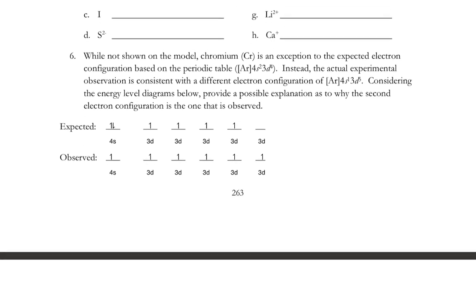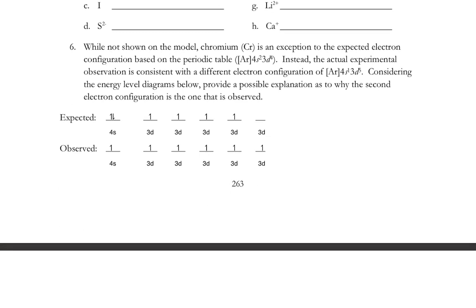Number 6, so we are told that chromium's expected electron configuration is argon, the noble gas coming before it, and then 4s2, 3d4. But it turns out in practice, from experiment, we see that the actual electron configuration is argon 4s1, 3d5. So one of those 4s electrons goes into the 3d atomic orbitals so that we have 5 unpaired 3d electrons and one unpaired 4s electron.